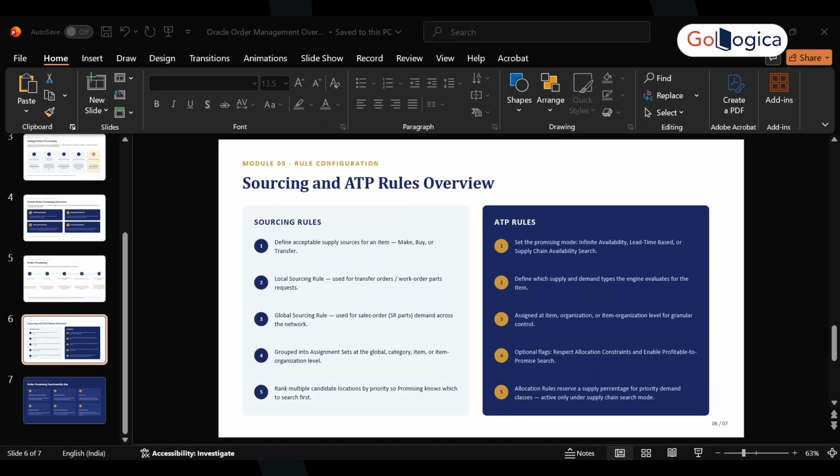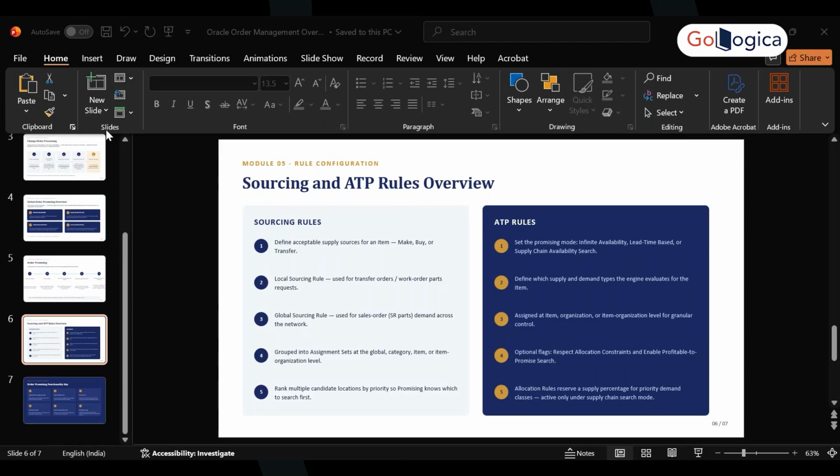Next one is our ATP rules. ATP stands for available to promise. While sourcing rules answer the question of where the product should come from, ATP rules help us answer another question: how should Oracle calculate the availability? The ATP rule determines which supply and demand elements should be considered while calculating the promised delivery date. Different organizations may follow different availability policies, and ATP rules allow Oracle to support this business requirement.